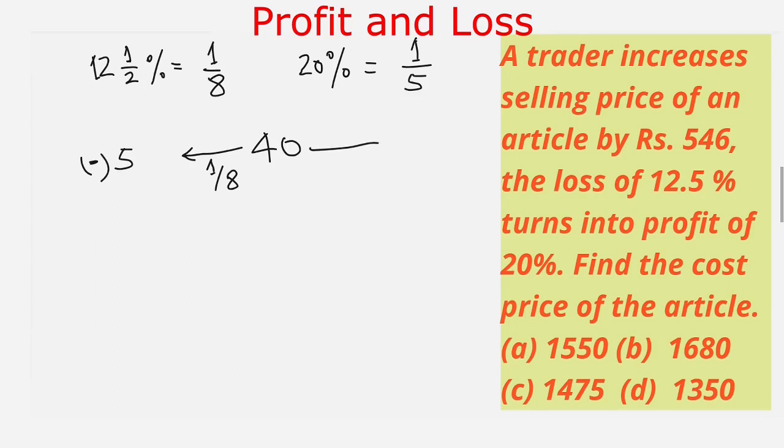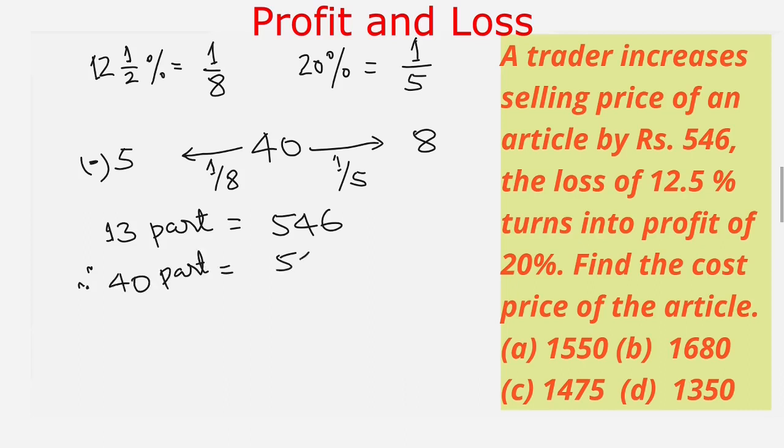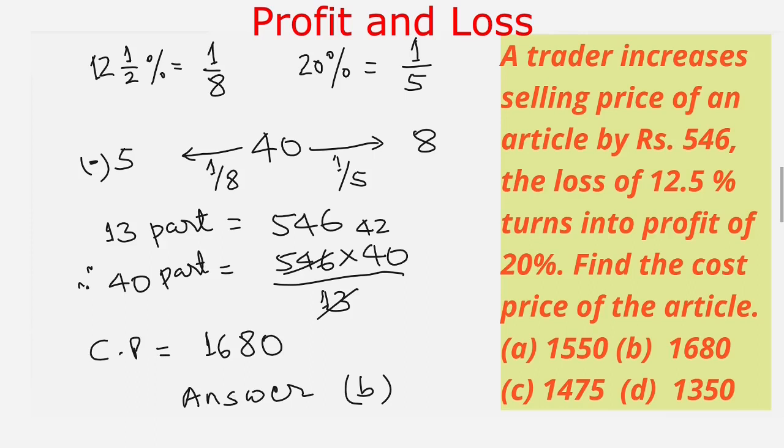And on increasing the price, it turns out to be a profit of 1 upon 5. And 1 upon 5 of 40 is 8. So this is plus 8 as it is profit. And the difference between minus 5 and 8 is 13. So 13 parts are equal to 546. Therefore 40 parts, which is our CP, equal 546 multiplied by 40 divided by 13, and 13 divides 546 forty-two times, and 42 multiplied by 40 is our CP, which is 1680. And from the given options, our answer is option B.